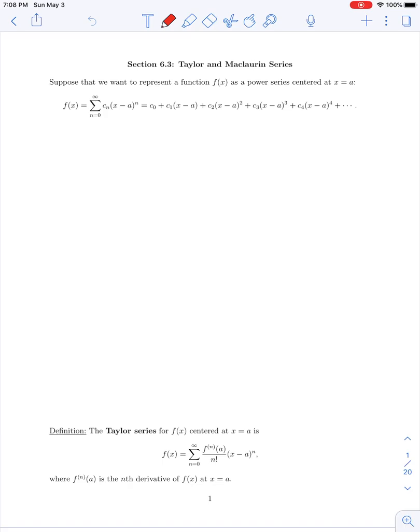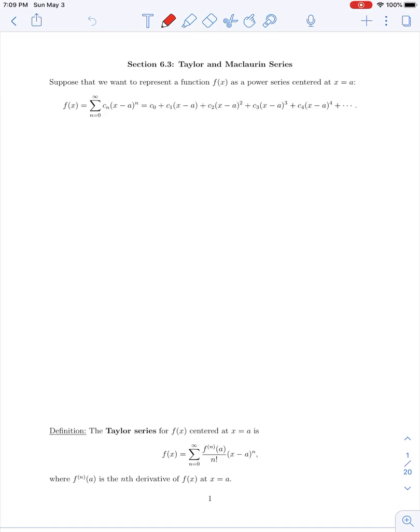So recall in our last section, 6.2, we were representing functions as power series, and we sometimes had to differentiate or integrate a given function in order to put it in the form of the sum of a geometric series. So in this section, 6.3, we'll talk about another method for expressing functions in terms of power series, which does not require us to make use of that form for the sum of a geometric series. It allows us to express much more general types of functions as power series.